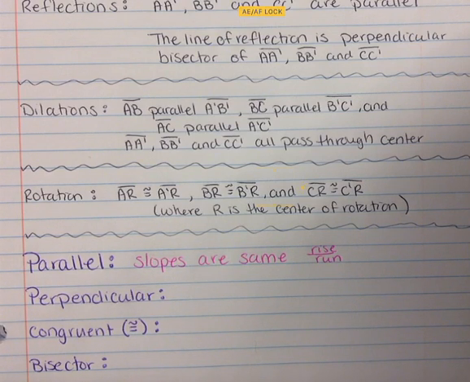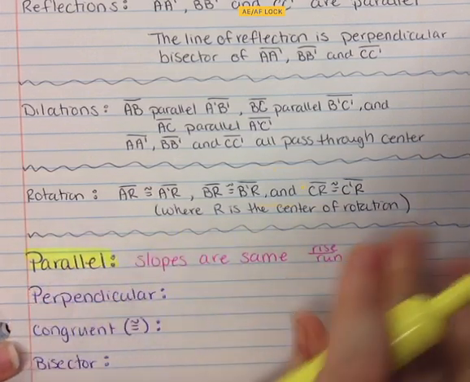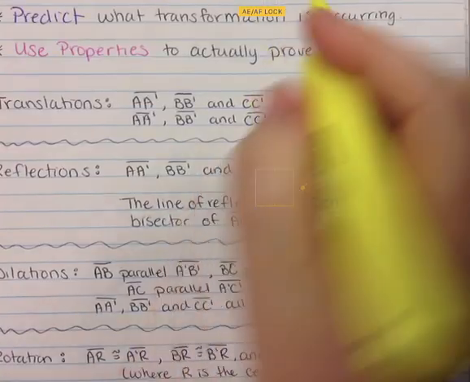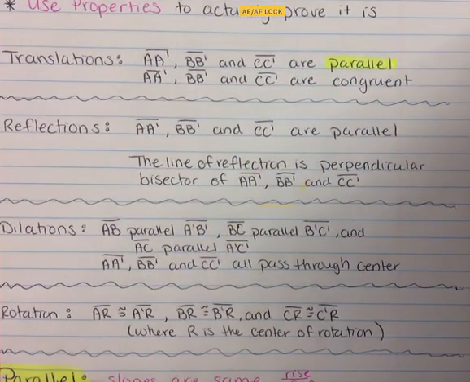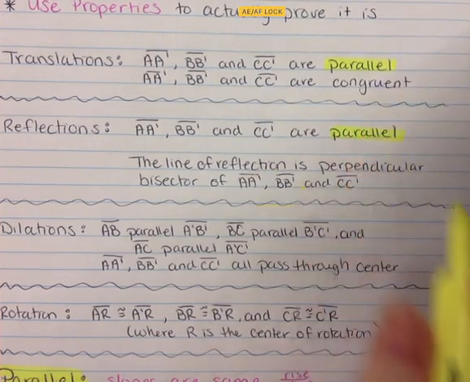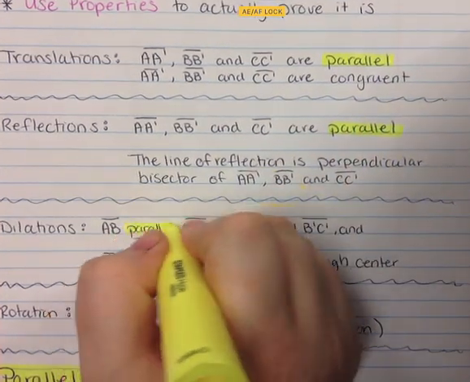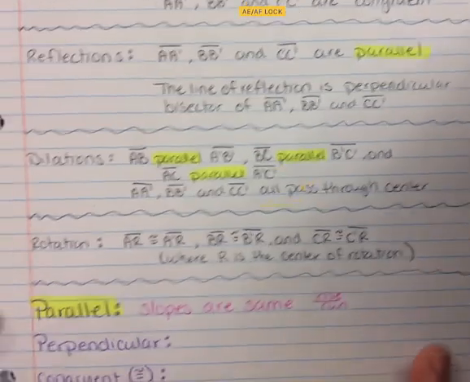So when you see that word parallel, I'm going to highlight in yellow. And everywhere I see parallel, I'm going to highlight in yellow. Say that I know that I have to do parallel, so that's down here. I have to show that. On reflections, I have to show parallel. On dilations, I have to show parallel. I have to show multiple different things parallel. But rotation, I do not have to show parallel.